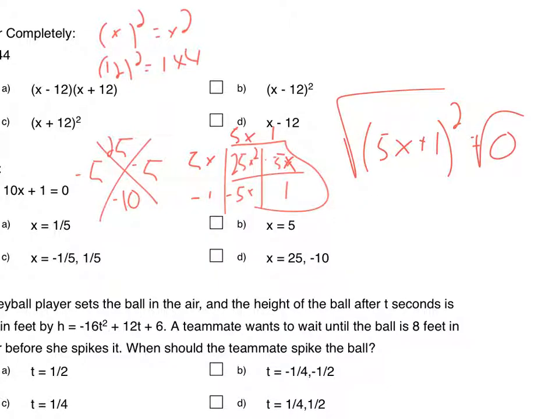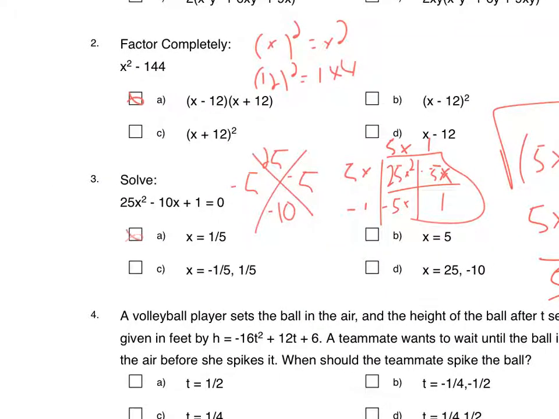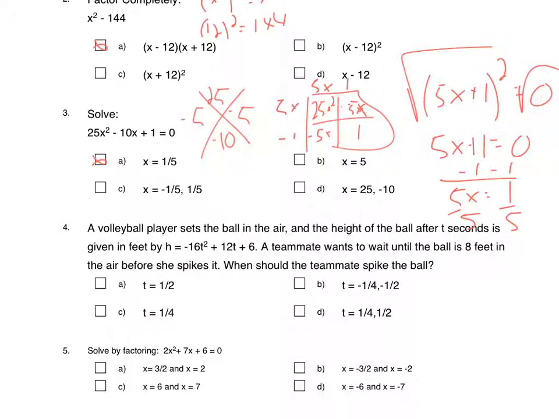Take square root, and you get 5x plus 1 equals 0. When you solve, subtract 1, divide by 5, and you get x equals 1/5, which is A. Alright, so going back here, so that changes this down here. That's a minus 1. So I'm going to add 1, which is why I get my positive 1 there.